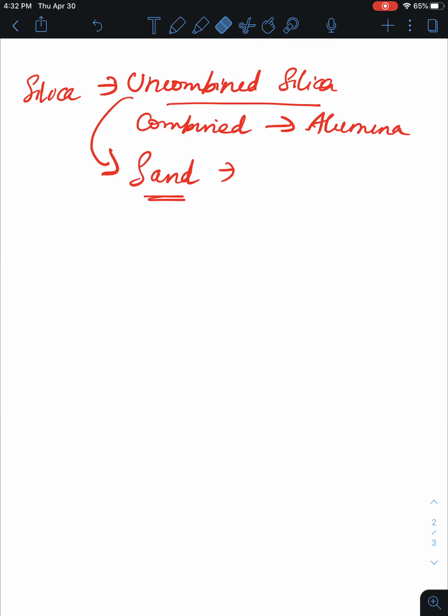It is not having any cohesion. So what happens? It doesn't have cohesion, which means it will behave like brittle. It makes the brick brittle. So if silica is in excess, it makes the brick brittle. Study this like a story, then you can remember each and everything.